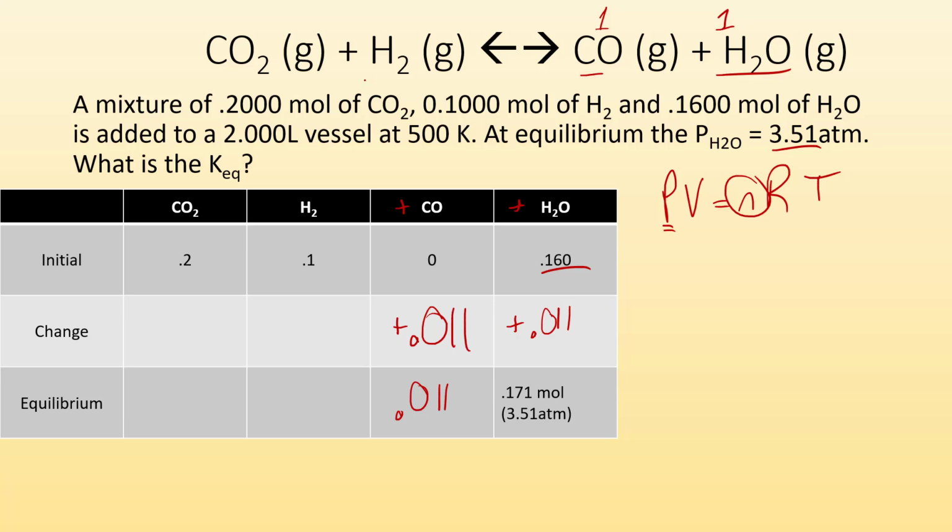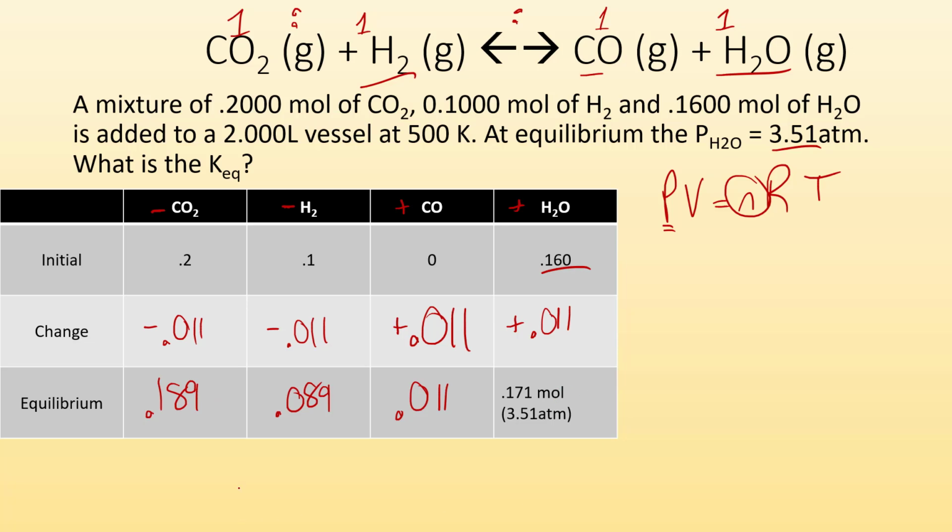What about H2? Well, H2 is on the reactant side, so it's going to do the opposite of whatever happened to water. So it's going to subtract 0.011 moles. Again, it's a 1-to-1 ratio between them, so the amount of change is the same. So I end up with 0.089 moles of H2. And I do the same thing for CO2. CO2 is also going to be a decrease. It's getting used up, so it lost 0.011 moles. Again, it's a 1-to-1 ratio, so the magnitude of the change is the same. So at equilibrium, I have 0.189 moles.